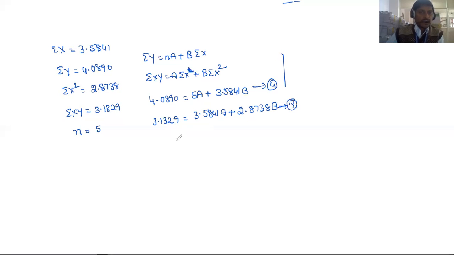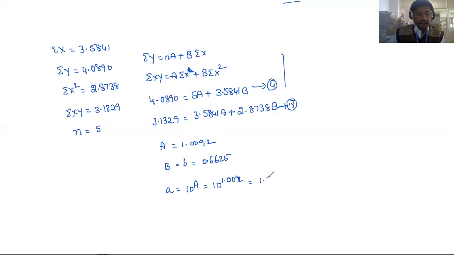By solving these equations, you may get the values of capital A and capital B. So capital A is equal to 1.0092, and capital B, small b, we are getting as 0.6625.